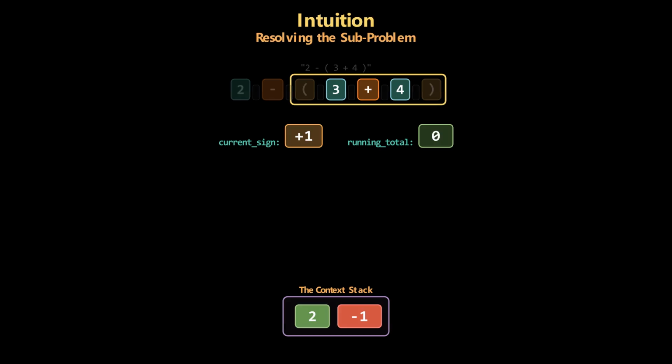Now we calculate the inside of the brackets exactly like before. 3 plus 4 gives us a mini result of 7. The moment we hit the closing parenthesis, it signals that our subproblem is fully resolved. It is time to bring back our stored memory and finish the original calculation.